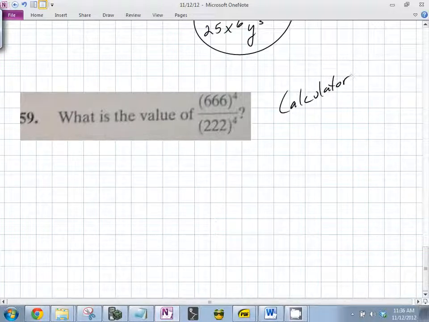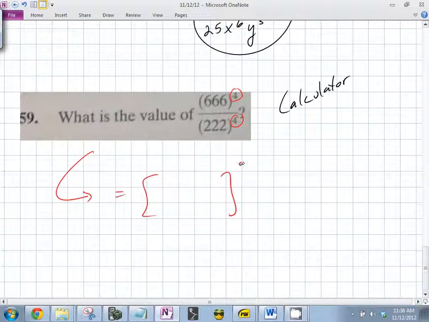What would I do first? If I want to do this, what power are they both raised to? They're both raised to the same power. So what can I simplify this to? Something to the 4th. What? 666 over. What is 666 over 222?